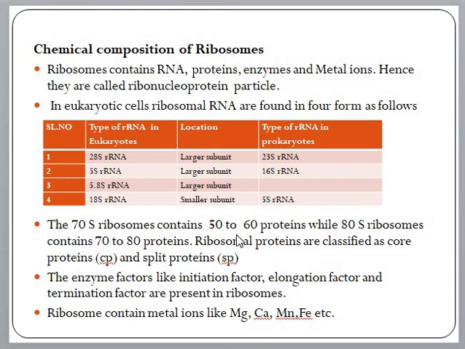The 70S ribosomes contain 50 to 60 proteins, while the 80S ribosomes contain 70 to 80 proteins. The ribosomal proteins are classified as core proteins and split proteins. Enzyme factors like initiation factor, elongation factor and termination factor are present in the ribosome. Ribosomes also contain metal ions like magnesium, calcium, manganese, iron, etc.